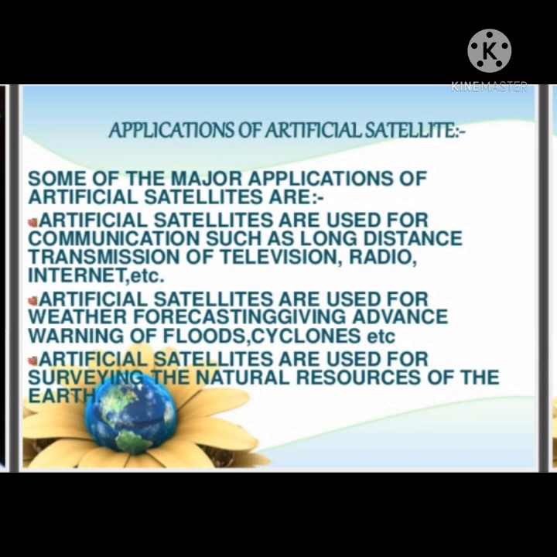So artificial satellites provide much information around our earth. We can get all the information with the help of remote sensing, and that is the use of the applications of artificial satellites.